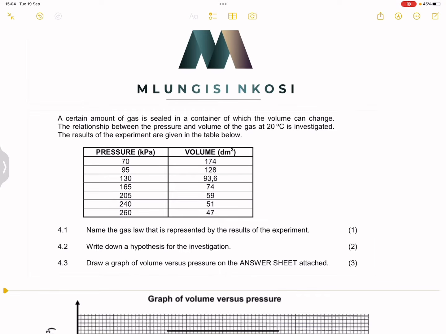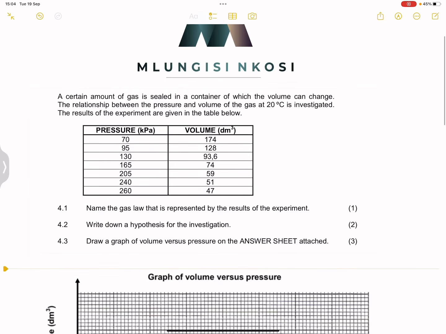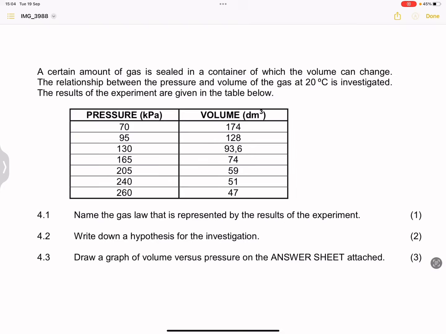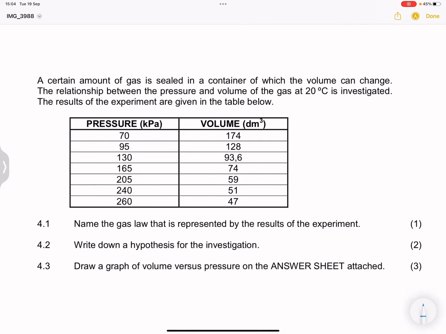All right, now let's have a look at it. They've given us the results of the pressure in kilopascals as well as the volume in cubic decimeters. Now they say to us, name the gas law that is represented by the results of this experiment. You would remember, anytime we are experimenting with the pressure and volume, we are simply talking about Boyle's law. So definitely that's going to be Boyle's law.